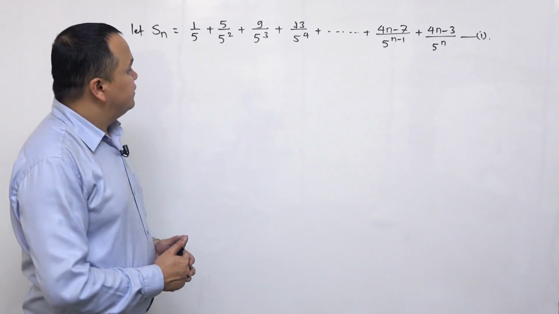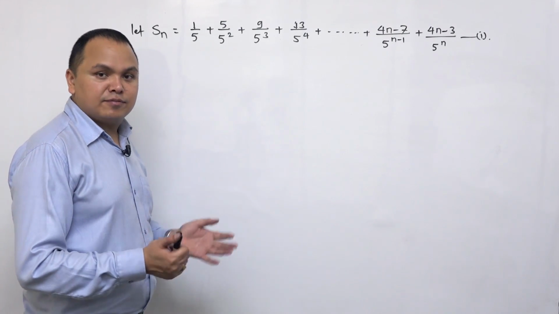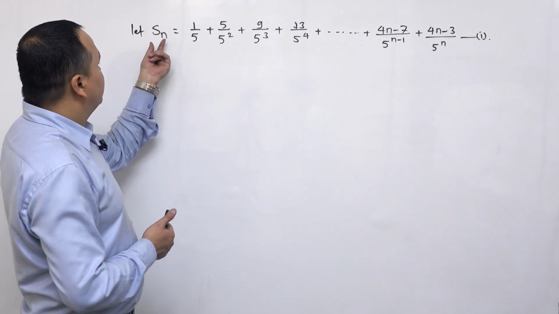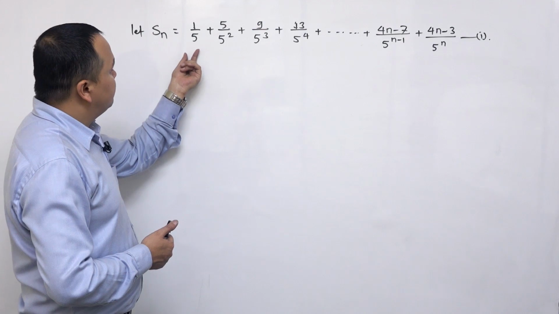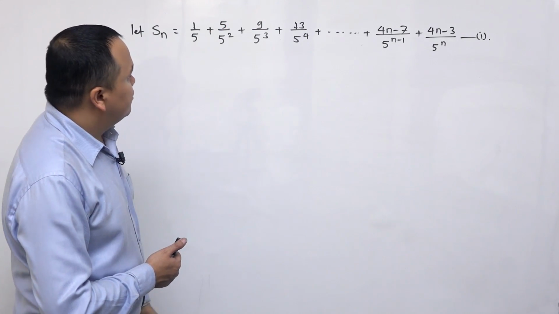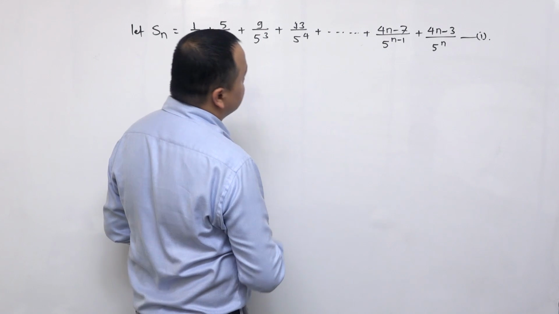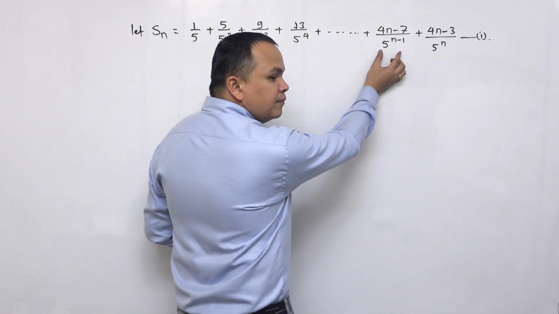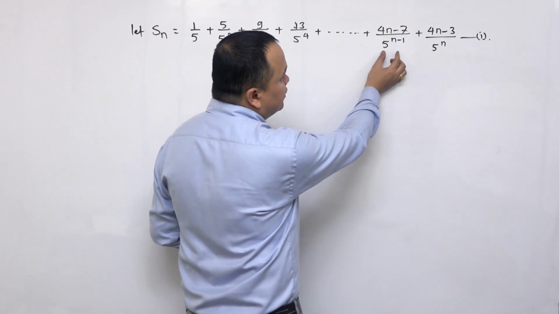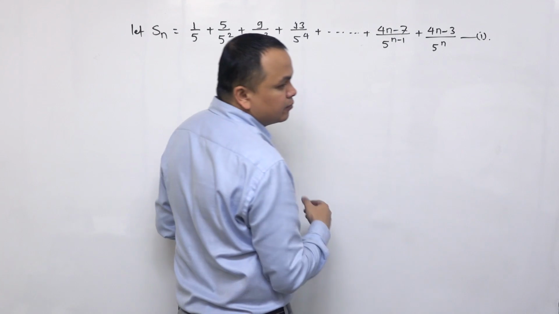4n minus 4 minus 3, which is 4n minus 7, divided by 5 to the power n minus 1. Now let Sn be the sum of first n terms. Then we have Sn is equal to 1 upon 5 plus 5 upon 5 square plus 9 upon 5 cube plus 13 upon 5 to the power 4 plus ... plus the previous term plus the general term tn.